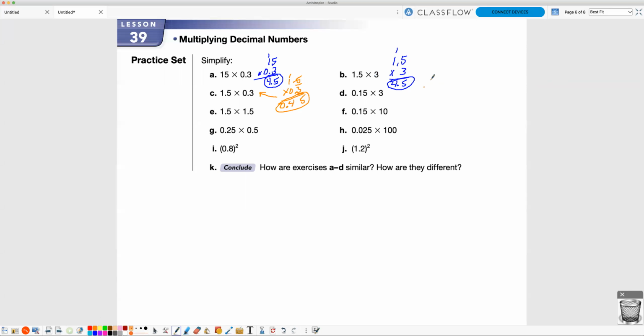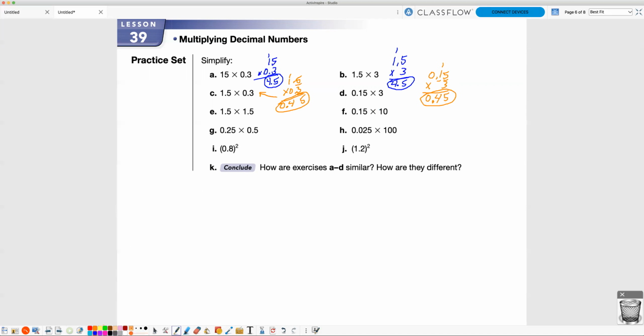All right, letter D. 15 hundredths times 3. You notice this would be 15, carry the 1. 3 times 1 is 3, plus 1 makes 4. And I count the 2 decimal places there, and look at that. 2 decimal places, 1, 2. 45 hundredths.